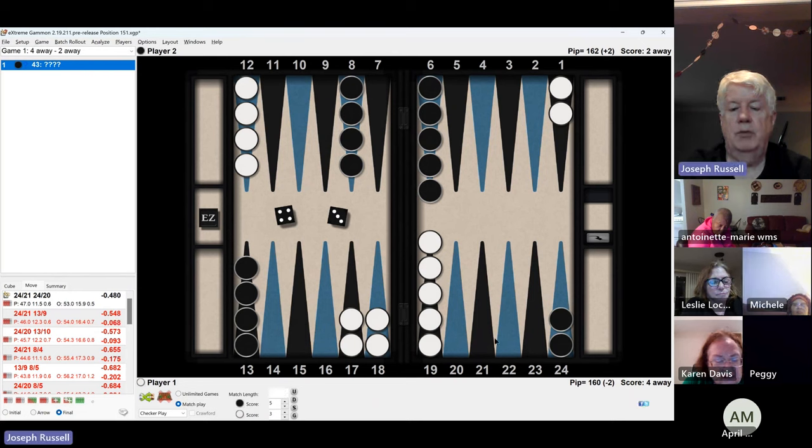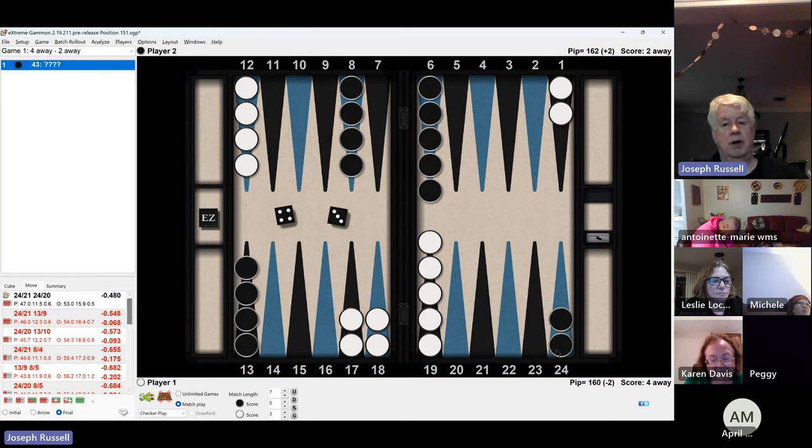When they open with a 6-1, you bring two up. And the reason you do that is what I just pointed out. They may point on you, but you've got a great chance of anchoring on the other point. If they make their 5-point, you've got a great chance of anchoring on the 4-point. If they make the 4-point, you've got a great chance of anchoring on the 5-point. So this should definitely be in your repertoire.